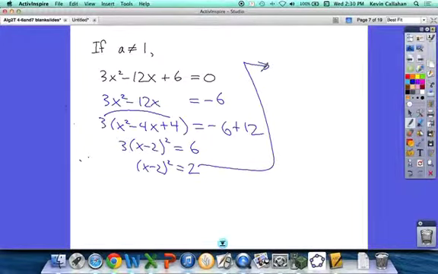Okay, then what would be the next step to solve? Take the square root of both sides, right? Well, when I take the square root of x minus 2 squared, what do I get? Just the x minus 2, right? But on the other side, I get the square root of 2, but it has to be plus or minus. Always plus or minus. Now, I'm not quite done solving for the x. What's the next step? Add 2. So x equals 2 plus or minus the square root of 2.